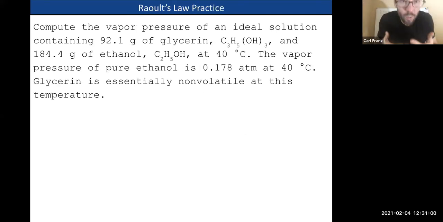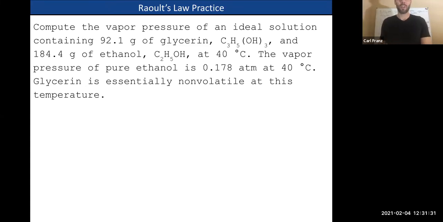And then I said, let's work on this problem. So it wants to know the vapor pressure of the ideal solution. When they give us 92.1 grams of glycerin, they give us the formula, and then 184.4 grams of ethanol, they give us the formula. So that's the solution. We're mixing ethanol and glycerin together, and we're keeping it at a constant temperature of 40 degrees Celsius. And the vapor pressure of pure ethanol is 0.178 atmospheres.